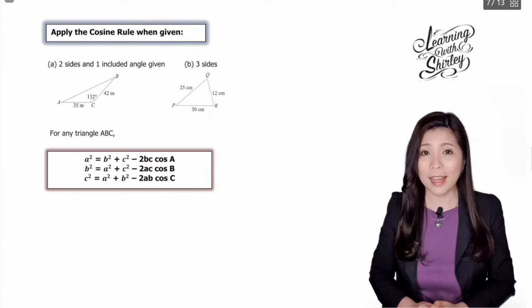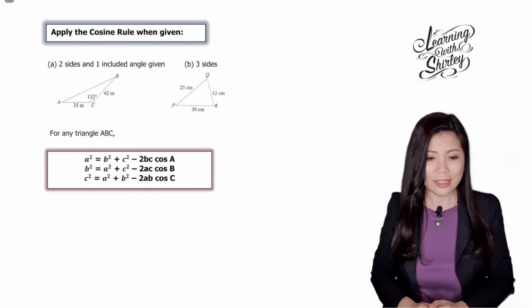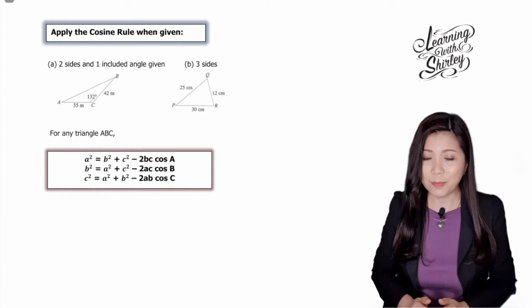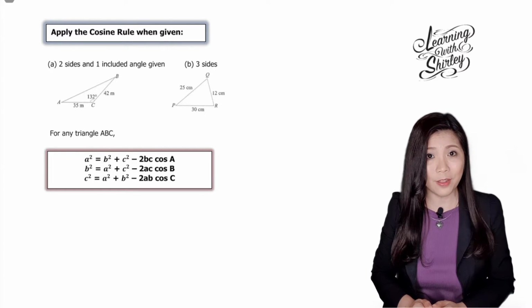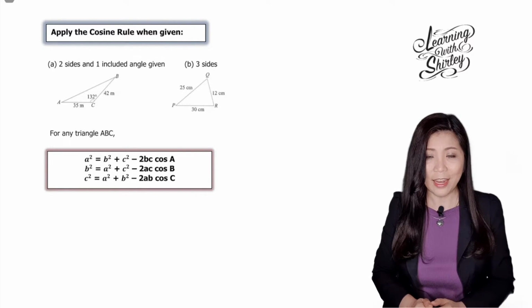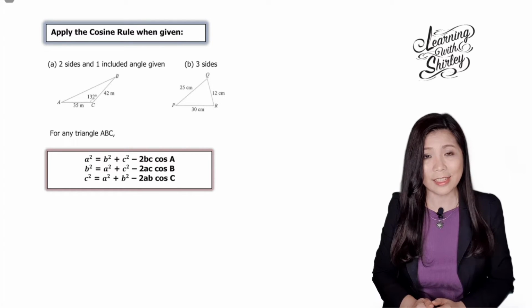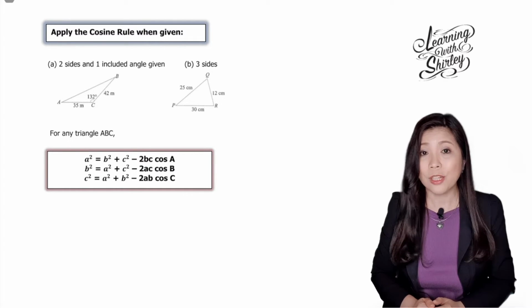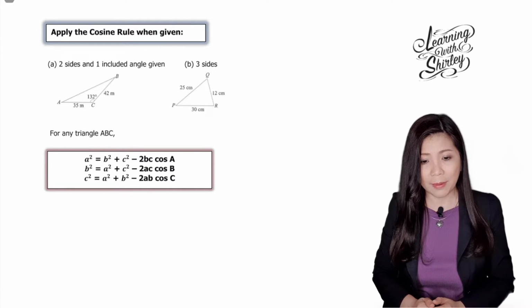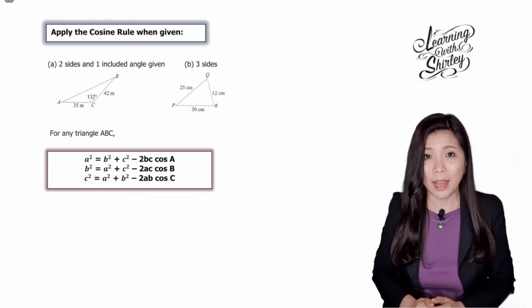When do we need to use the cosine rule? We can apply the cosine rule when two sides and one included angle are given. Let's look at this example: 35 meters and 42 meters are given, and the angle is 132 degrees. Therefore, the angle 132 is an included angle. We can also use the cosine rule when given three sides. For this example, the three sides are 30 cm, 12 cm, and 25 cm. These three sides are given, therefore we can apply the cosine rule.